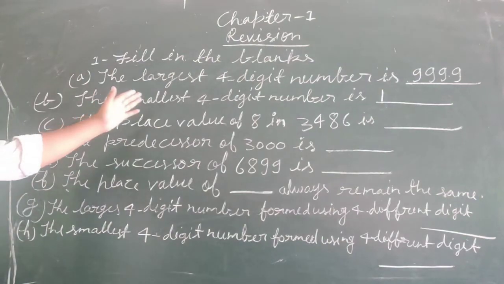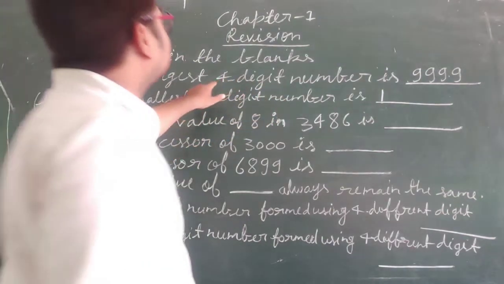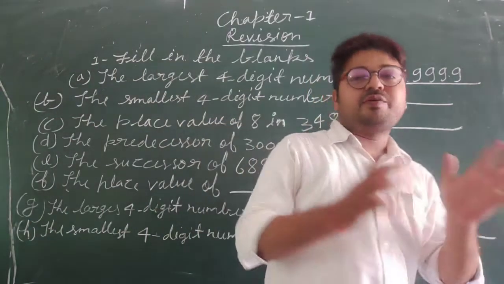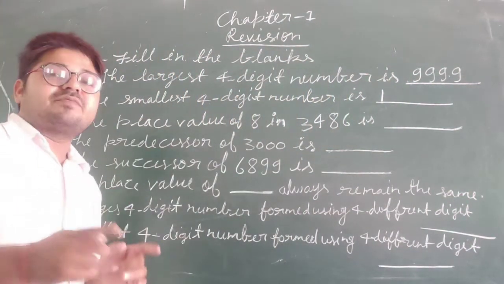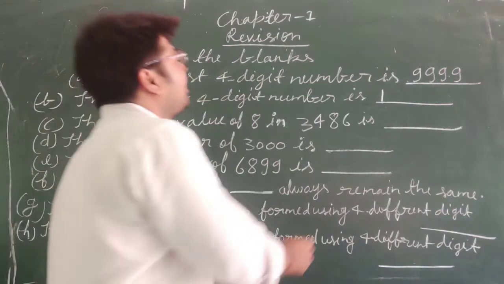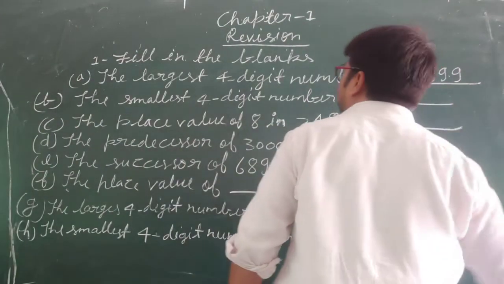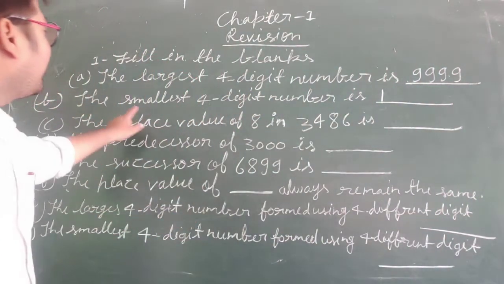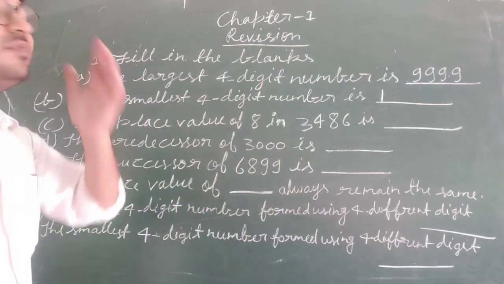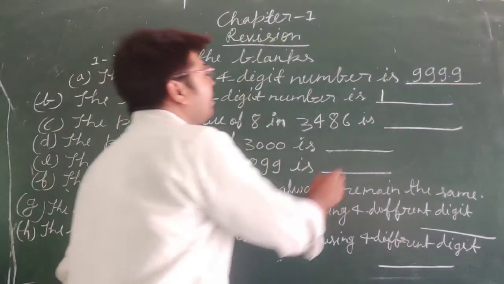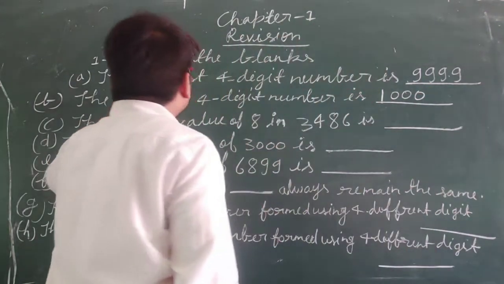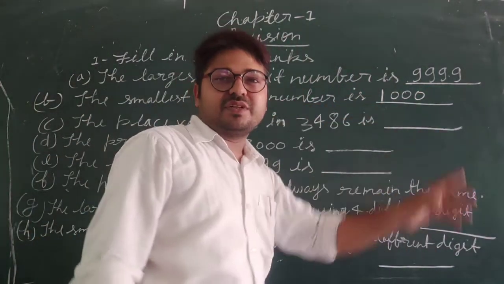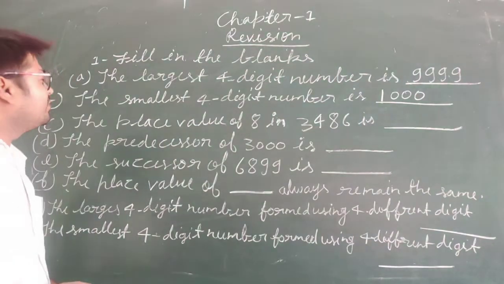So the largest 4-digit number is, what is the largest 4-digit number? When you are going to write the largest digit, it will start from 9. Okay, so the largest 4-digit number is 9999, and the smallest 4-digit number will always start from 1. After that you will increase 0. So the smallest 4-digit number is 1000.